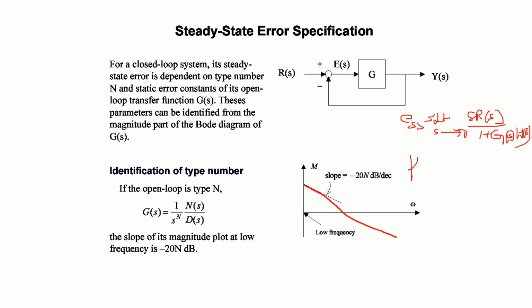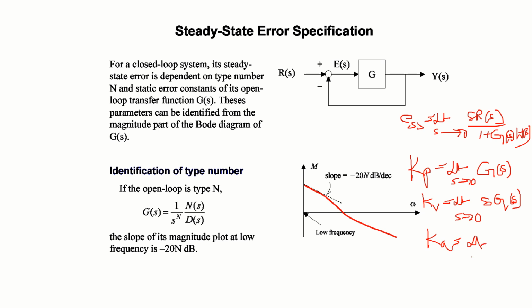Then you have Kp, the positional error constant, limit s tending to 0 of g of s. Kv, limit s tending to 0 of s g of s. And Ka, the acceleration error constant, limit s tending to 0 of s squared g of s. You have studied this. Okay, right.